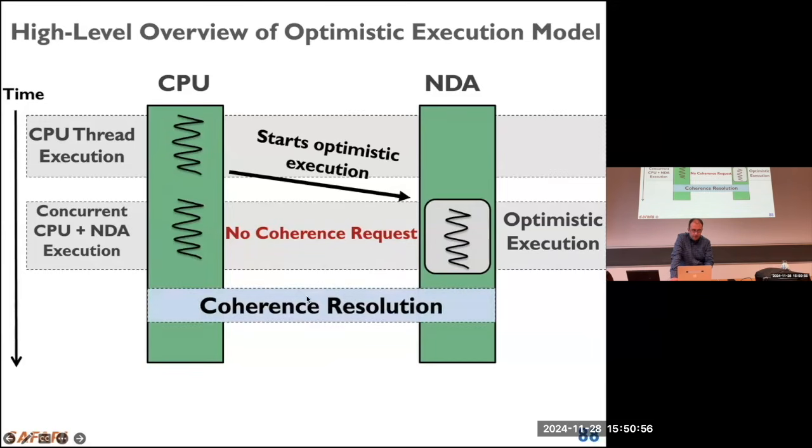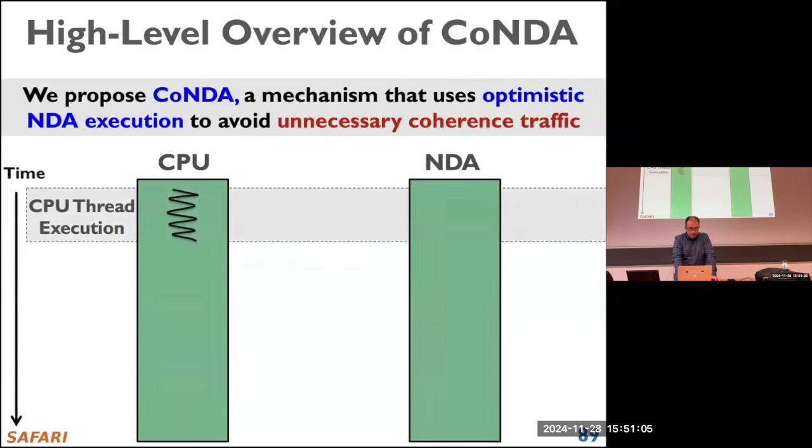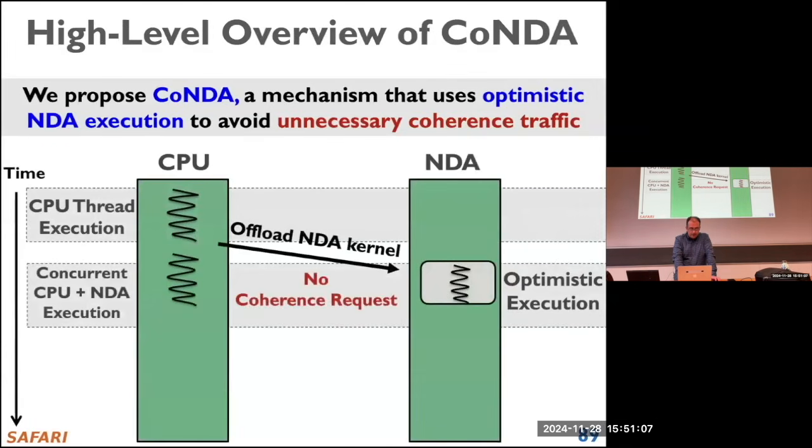And then after that, we need to resolve coherence. We need to see if things are okay or not. So basically, we need to commit or re-execute, essentially. So how do we do that? We just check the signature.